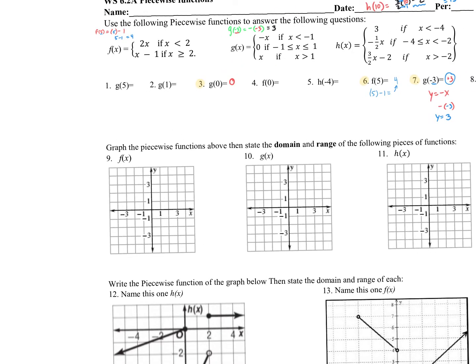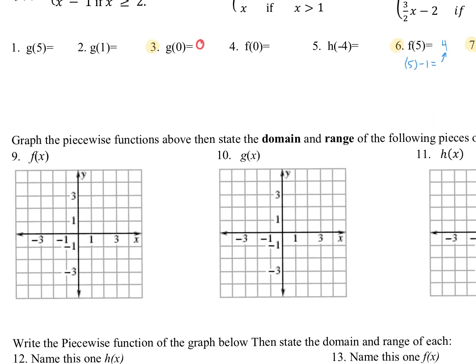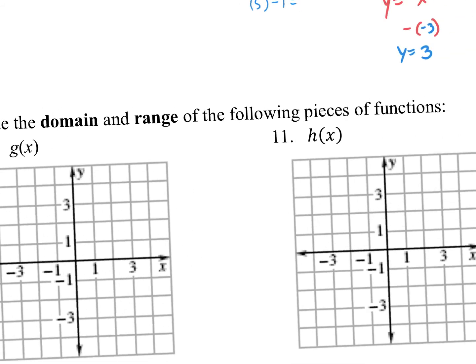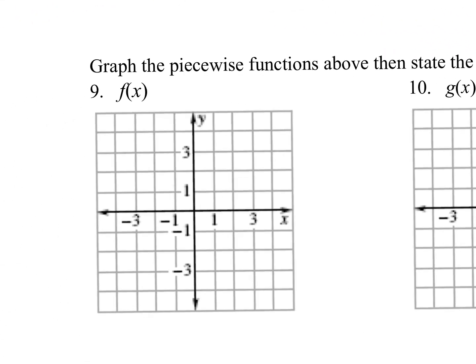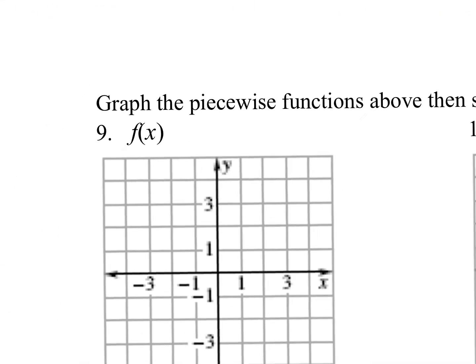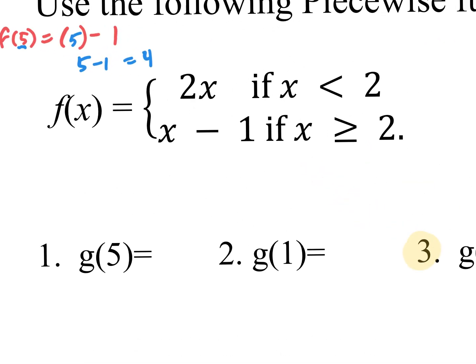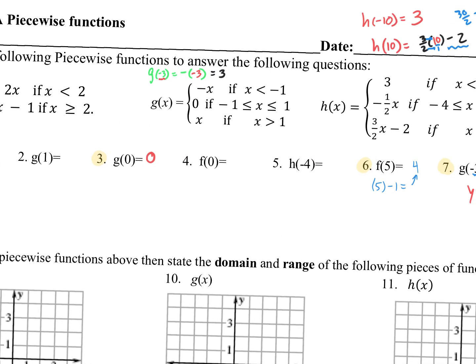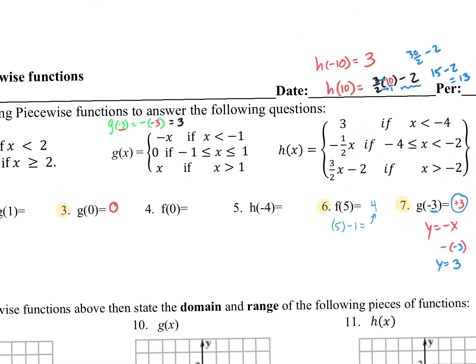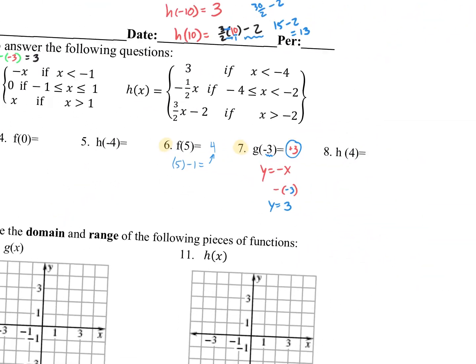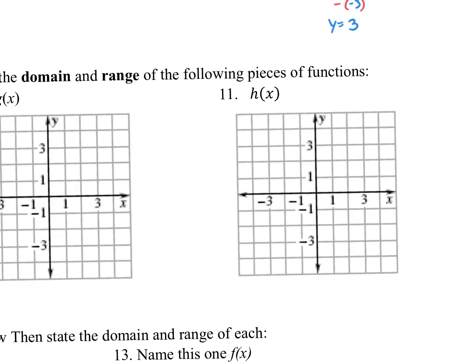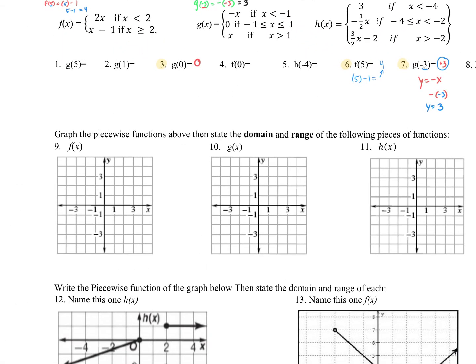Down here, it says graph the piecewise functions above, then state the domain and range of the following piecewise functions. So we have number 9 being the f of x function. You actually have to graph that piecewise function that's called f of x. And then we want to do the g of x function right here, and the h of x function down there. All three are already explained on a different video, but I could explain one to you right now. Which one would you like to see? Number 9, 10, or 11, the f of x, the g of x, or the h of x?